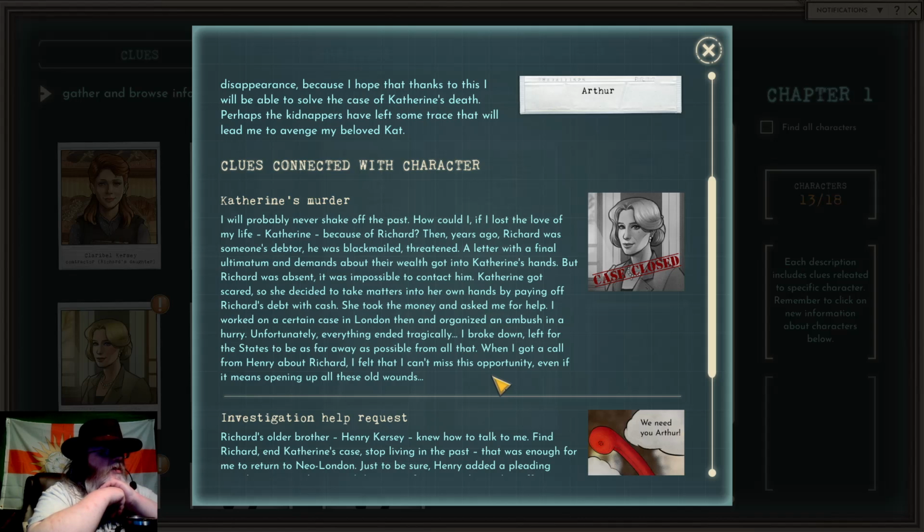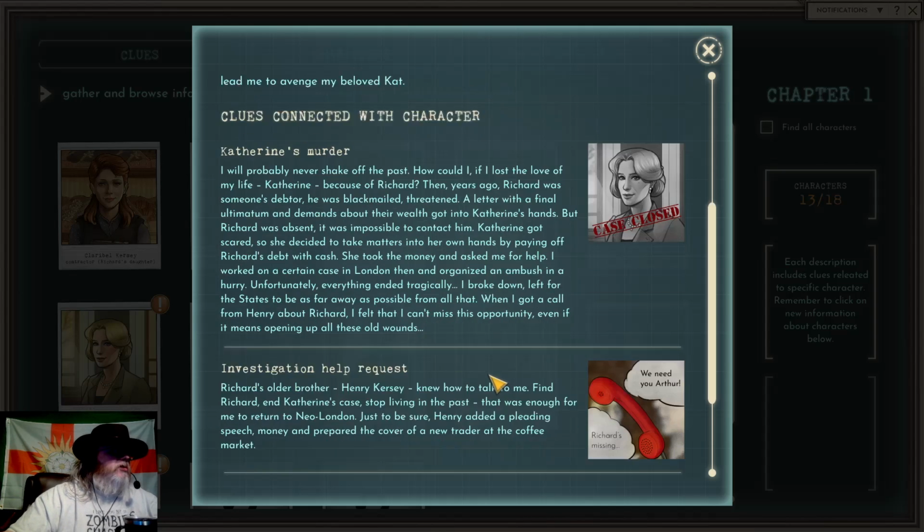I worked on a certain case in London and organised an ambush in Hurry. Unfortunately, everything ended tragically. I broke down, left for the States to be as far away as possible from all that. When I got a call from Henry about Richard, I felt that I can't miss the opportunity, even if it means opening up all these old wounds.